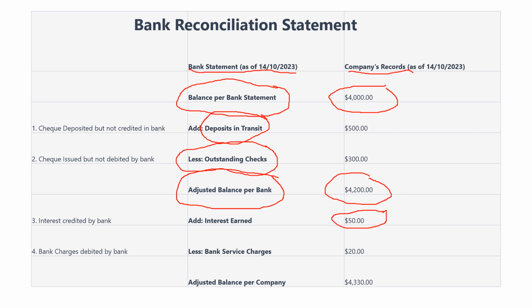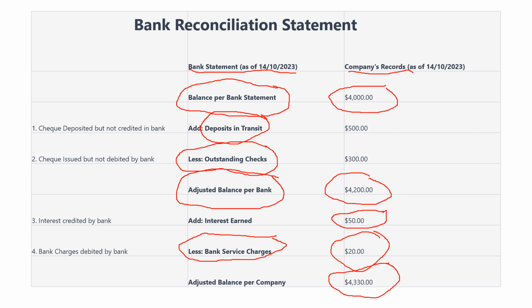Similarly, there are bank charges debited by the bank. Since the bank is maintaining your bank account, some charges are debited by the bank from time to time, and this will reduce your balance. So that's why it has been deducted from your original balance, that is $20. So after adding as well as deducting all the transactions, your final balance will be $4,330, and it is called adjusted balance as per company.